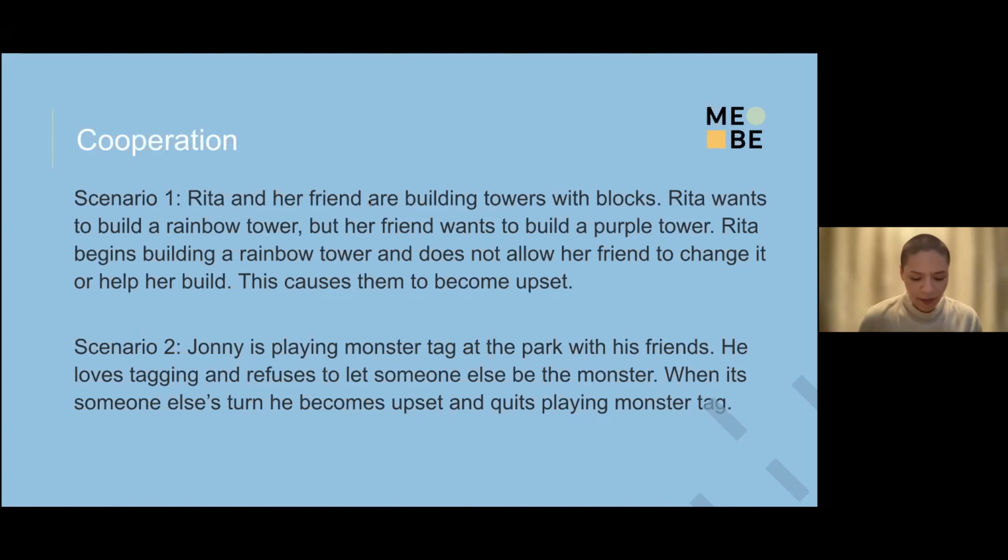So now we're going to move on to cooperation. We have a couple scenarios here as well. In scenario 1, Rita and her friend are building towers with blocks. Rita wants to build a rainbow tower, but her friend wants to build a purple tower. Rita begins building a rainbow tower and does not allow her friend to change it or help her build. This causes them to both become upset.